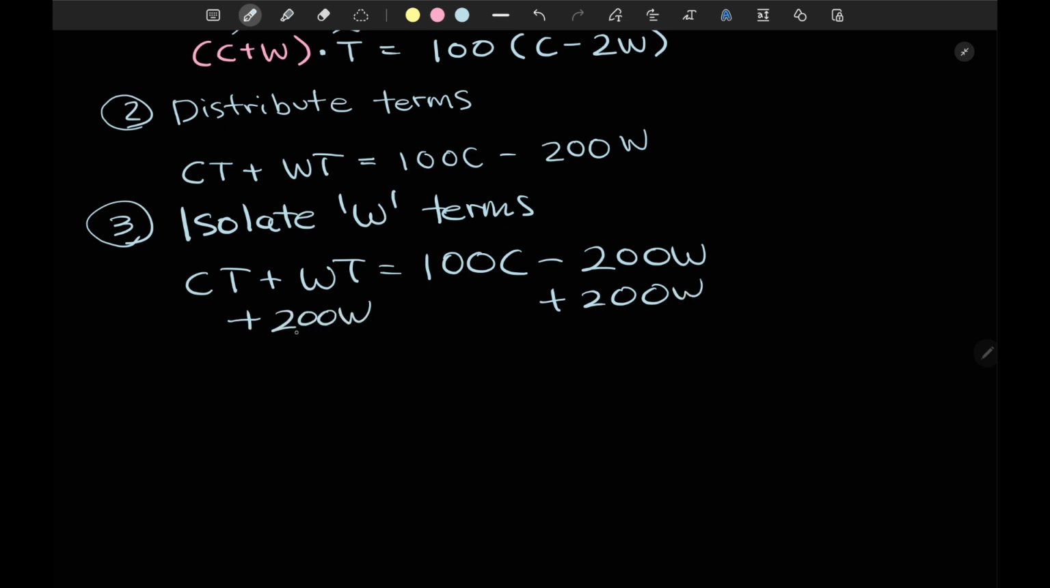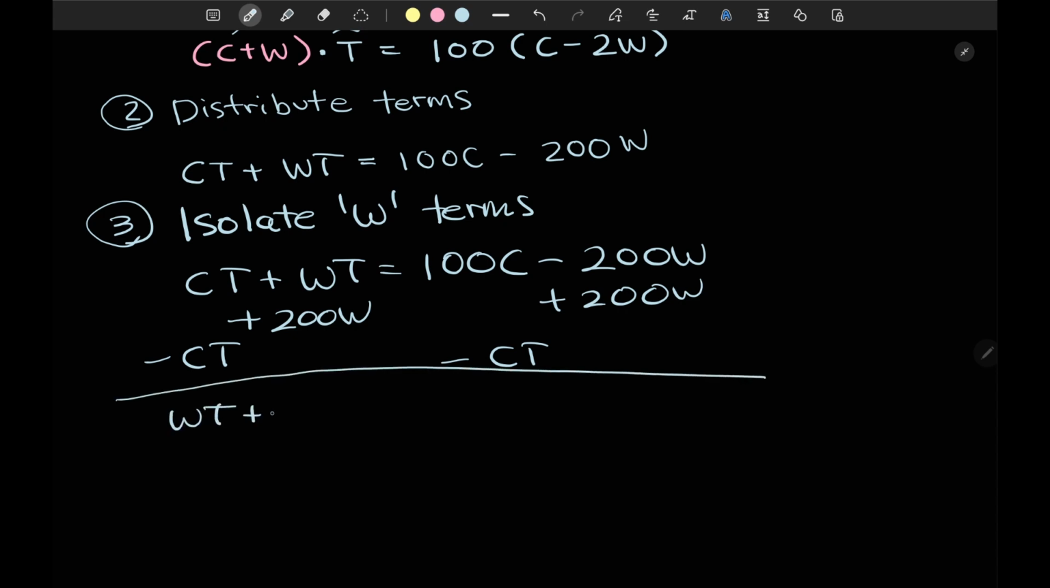And so by adding 200w to both sides, we'll cancel it out on the right, and by subtracting ct from both sides, we will cancel out the ct on the left. So at this point, we're going to be left with wt plus 200w equals 100c minus ct. And with that, we are definitely in the final stretch of this problem.